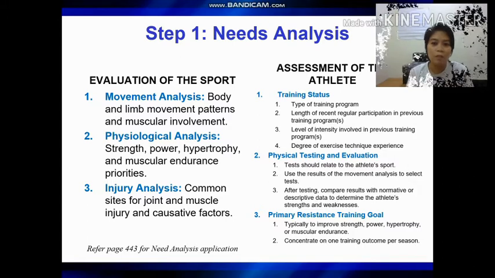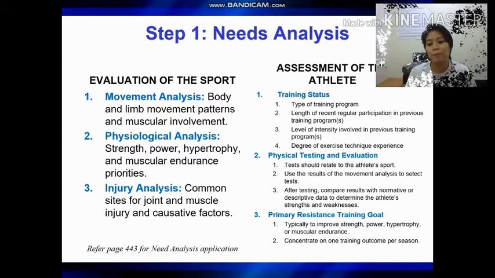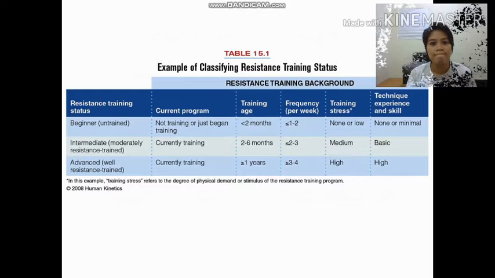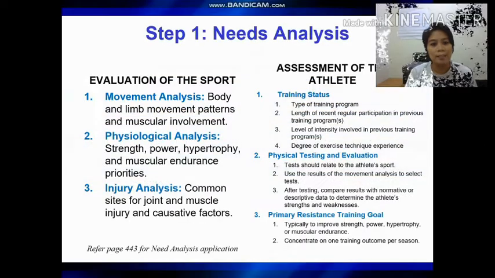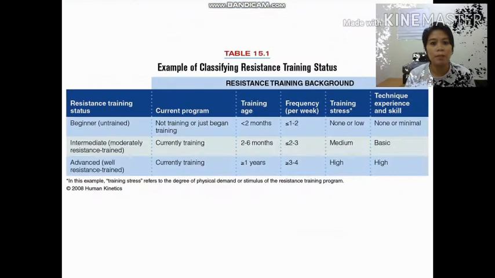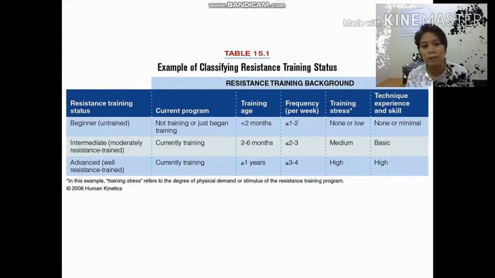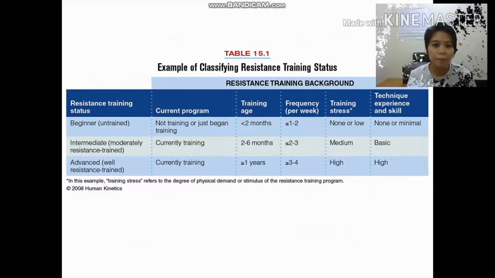Don't put every element you want to achieve in one season. Make it very specific, for example, hypertrophy. So that season will be about improving hypertrophy, right? So we go to the next slide. First step. This is only an example of how you indicate resistance training status.